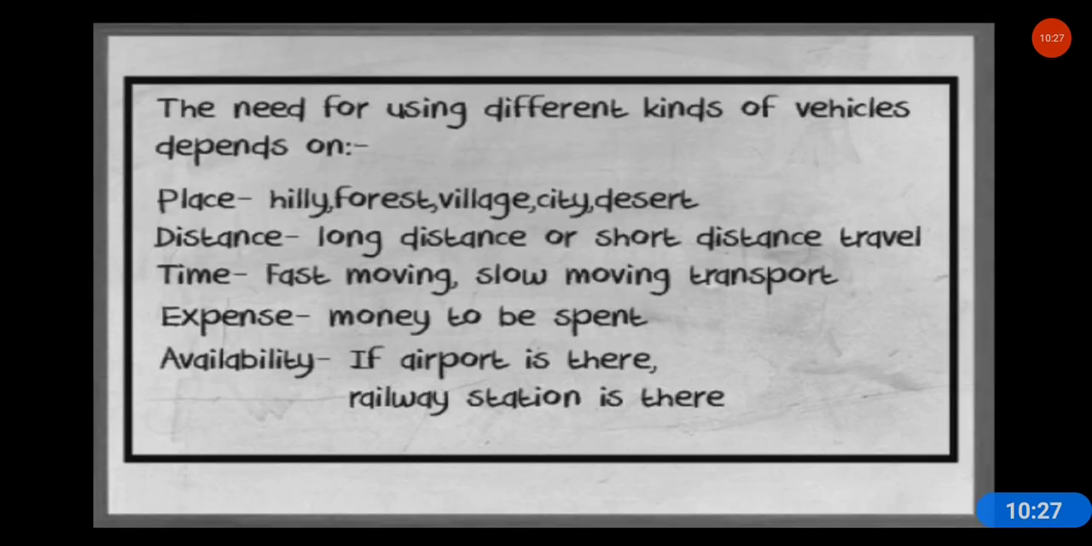So the need for using different kinds of vehicles depends upon place, distance, time, expense, and availability, right? Place means you have to decide what kind of place you want to visit. And the distance: how short is the distance, how long will the travel be? And you have to decide whether you want to move fast or slow.